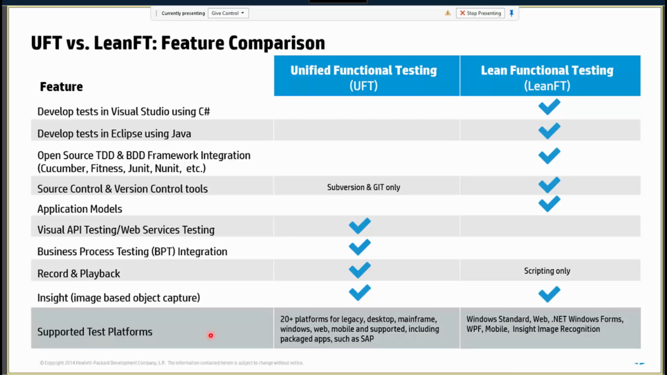And then supported test platforms. So obviously with UFT, it's been around for, I guess, 15 years now. Desktop applications, mainframe, Windows, web, and then all the big ERP systems: SAP, Oracle, PeopleSoft, etc. With LeanFT, it went live, or general availability, on the 19th of July. So where are we at? Just a couple months old, right? So it's basically a 1.0 version, if you will.